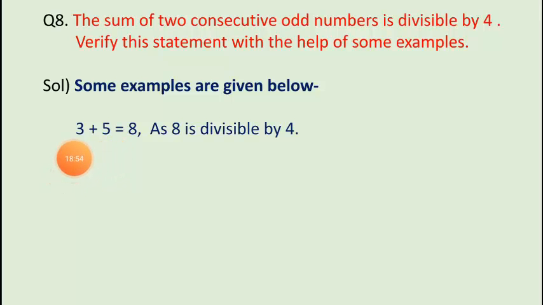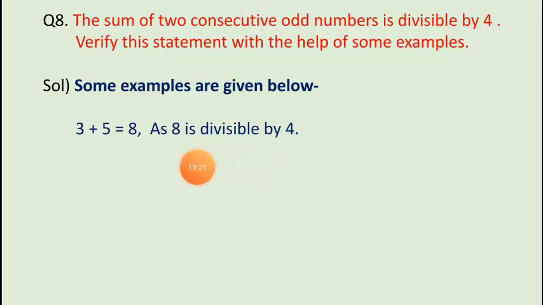Okay, it will not be divisible by 2. Such numbers which are not divisible by 2 are odd numbers. So you can see here 3 and 5 are two consecutive odd numbers and we want their sum. We place the addition sign between these two consecutive odd numbers and we obtain the sum equal to 8. And we know that this 8 is divisible by 4.